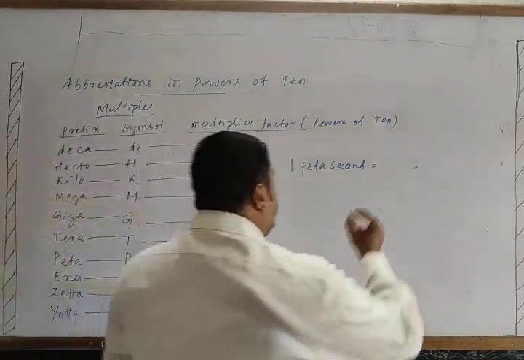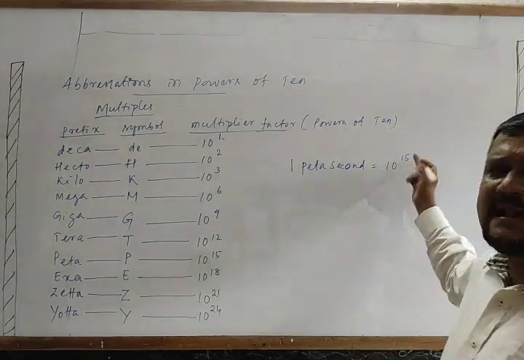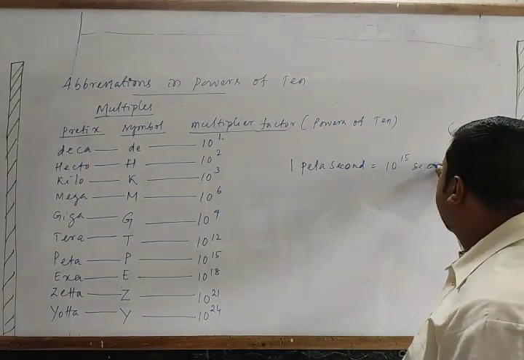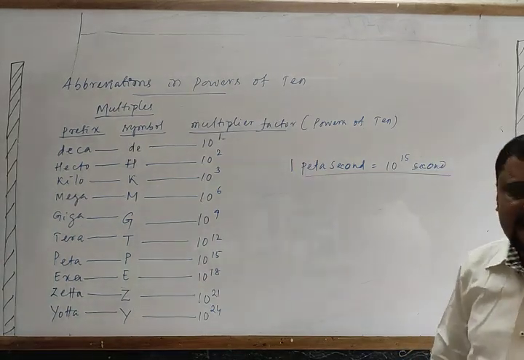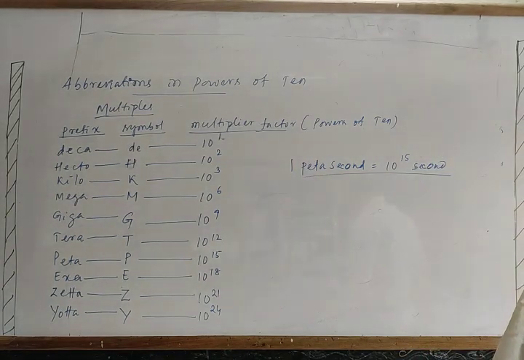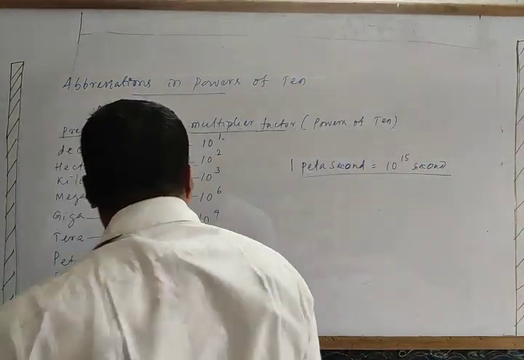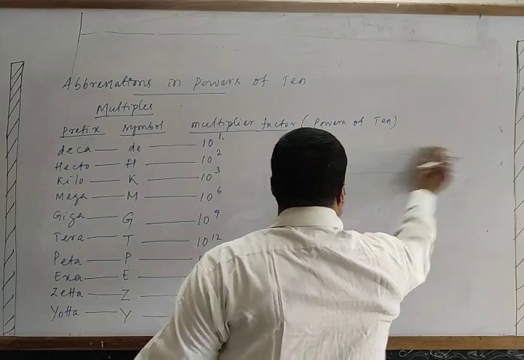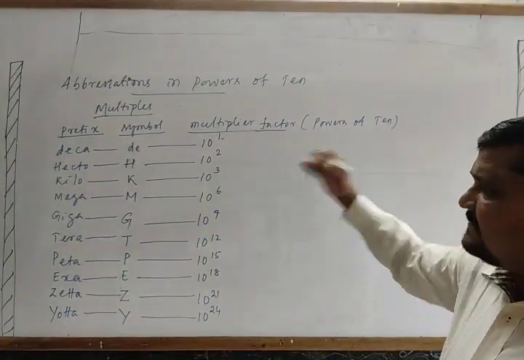For peta, I will use this as 10 to the power 15, and 1 is 1 into 10 to the 15, that is the 10 to the 15 second. Clear? So that is the use of this. Clear? So in that case also we can convert from one value to another value by using these rules. So this is the use of this.